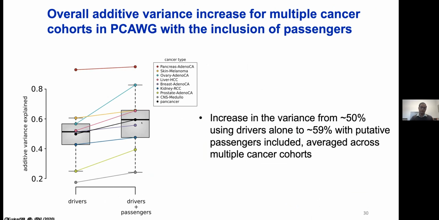However, when you add the aggregate effect of putative passenger mutations on top of driver mutations, the predictability enhances significantly, suggesting that indeed maybe some of these non-driver mutations which we are considering passengers and ignoring, some of them might have a role to play in cancer.